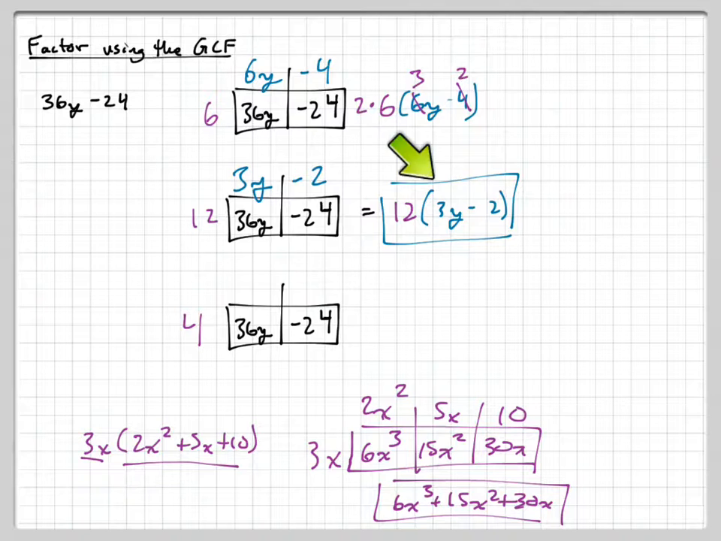So don't I eventually get the same thing down here? Yeah. 2 times 6 is 12, and there's my 3y. There's my minus 2. Same thing, right?